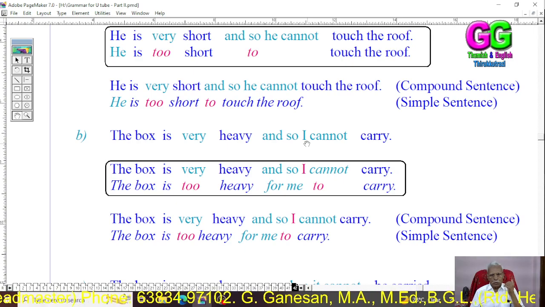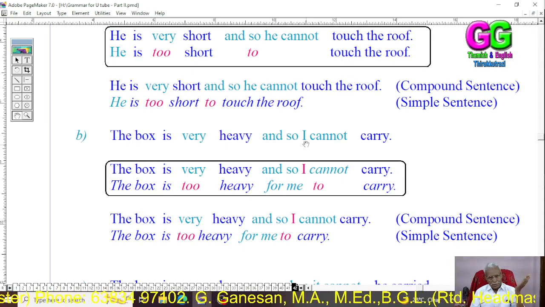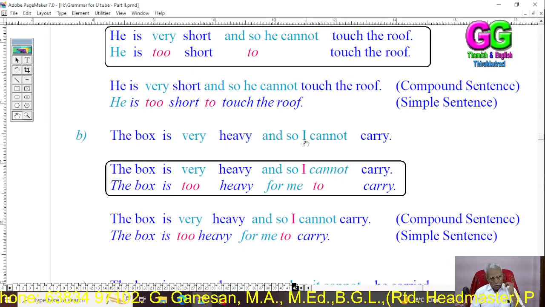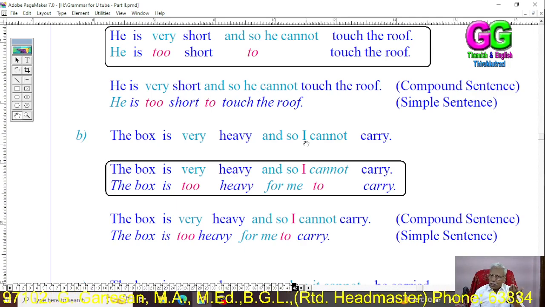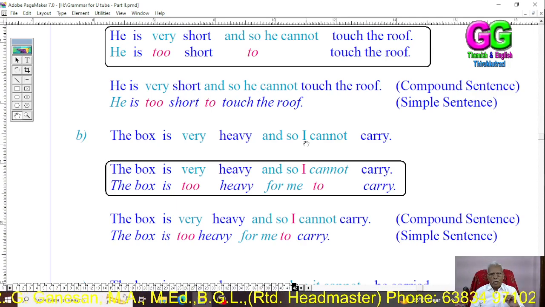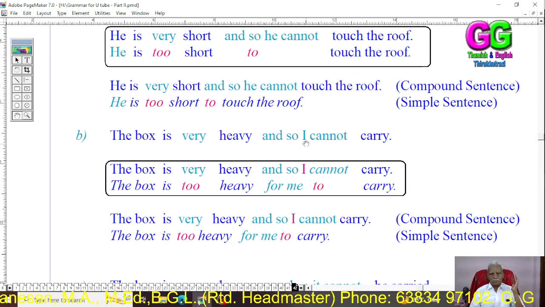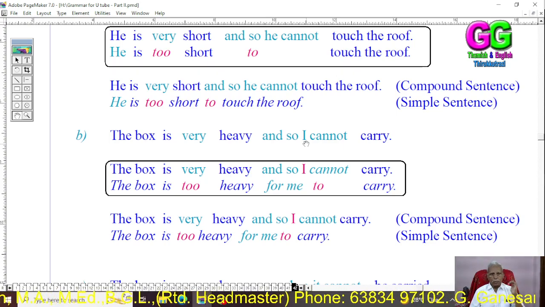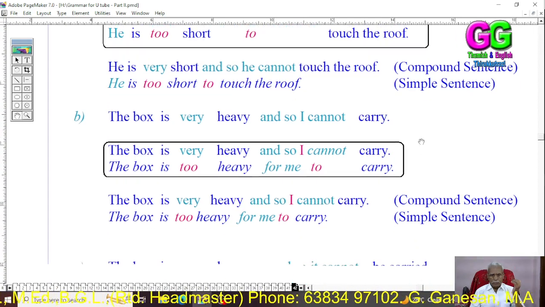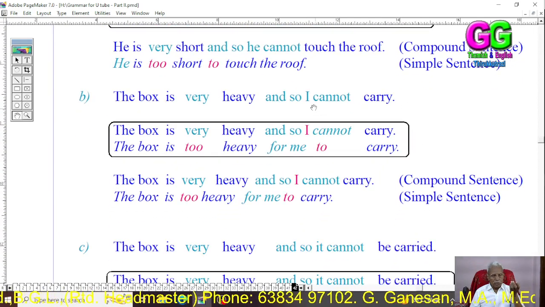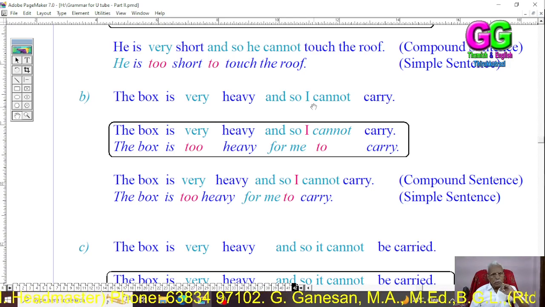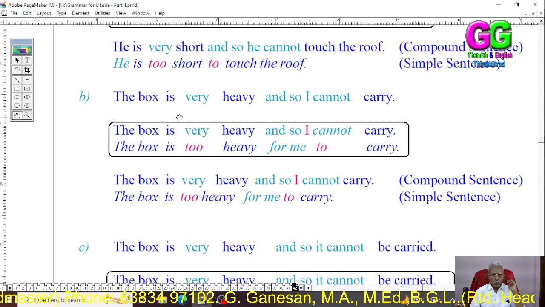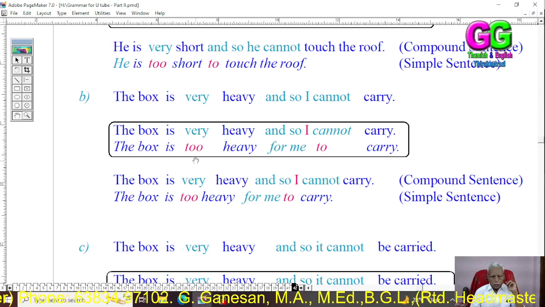So we cannot totally remove, we can't remove the second subject. So we have to change it into its object. If we remove the second subject, then the meaning would be changed, or the meaning would be lost. So, very true.